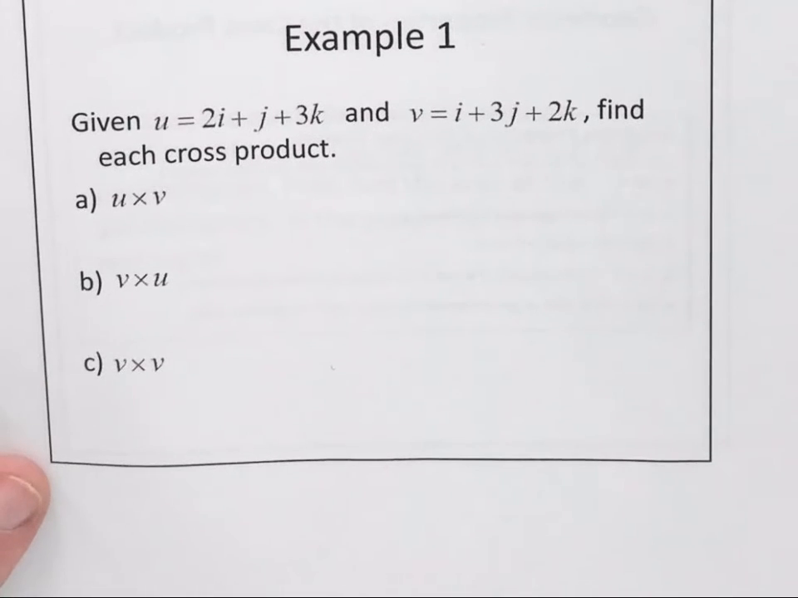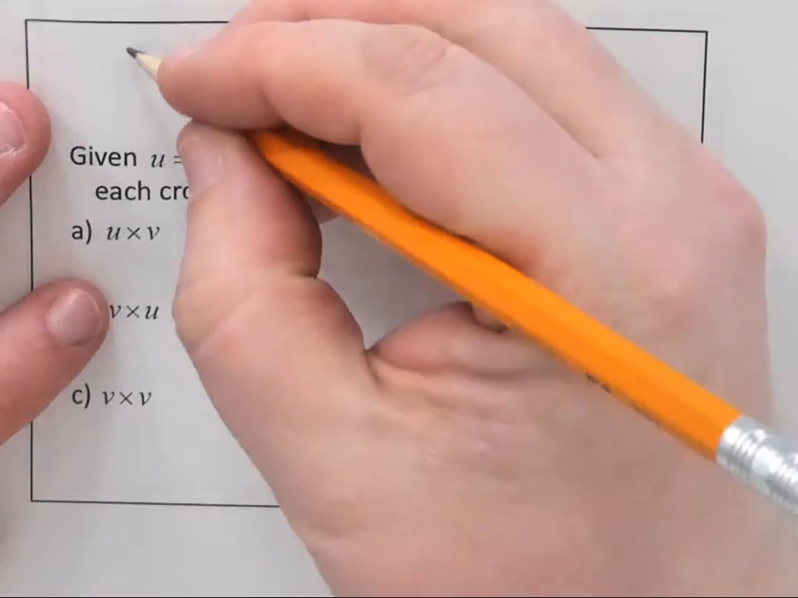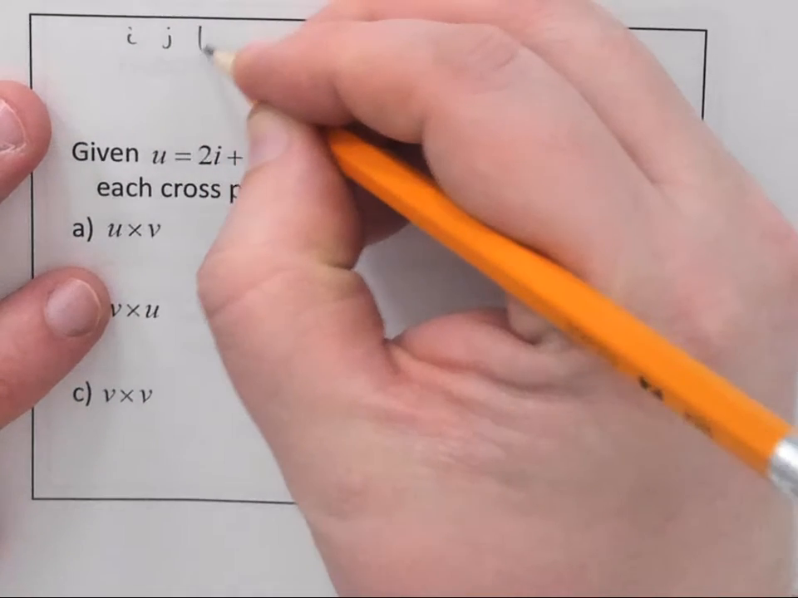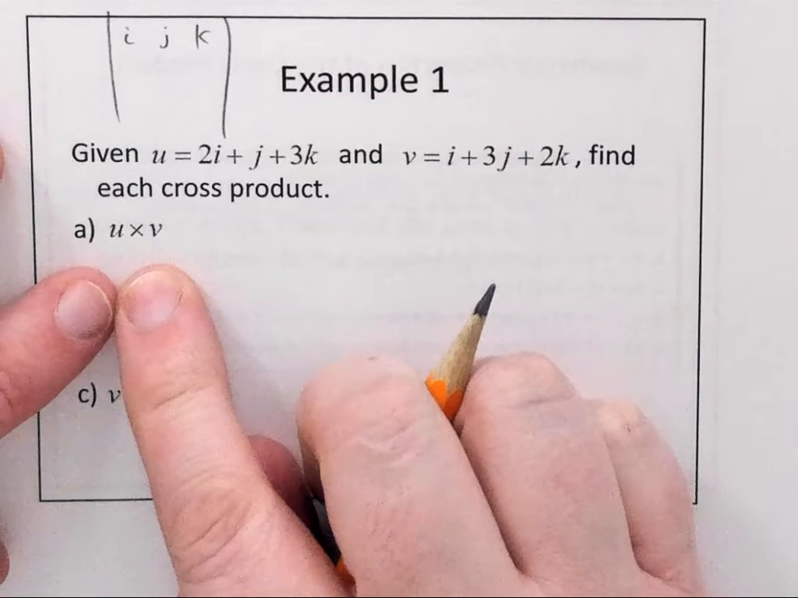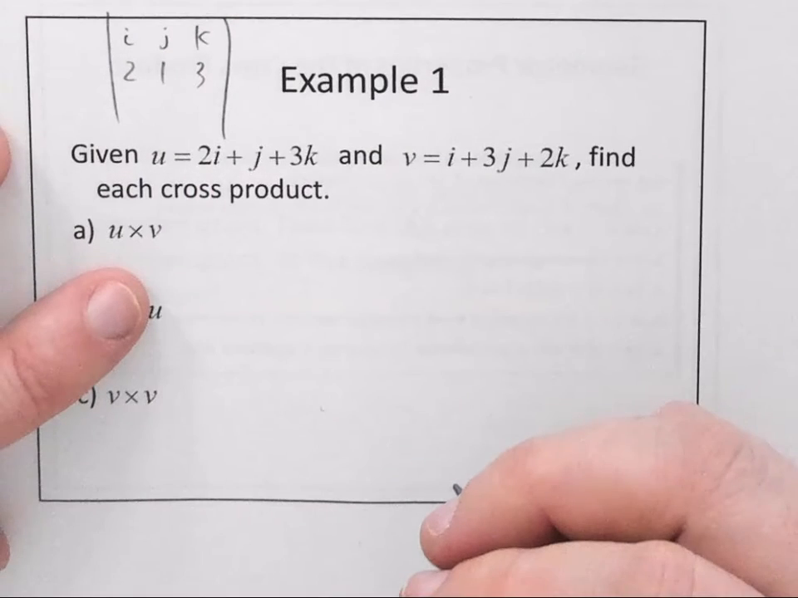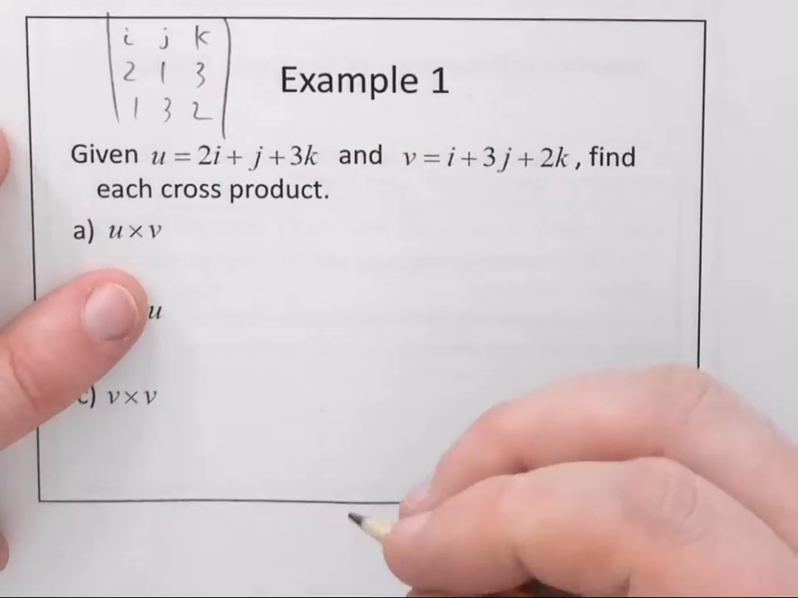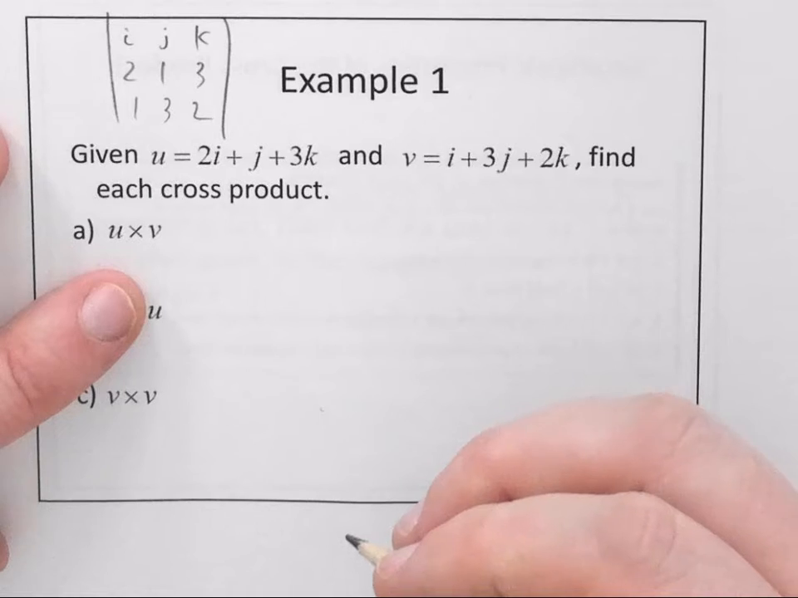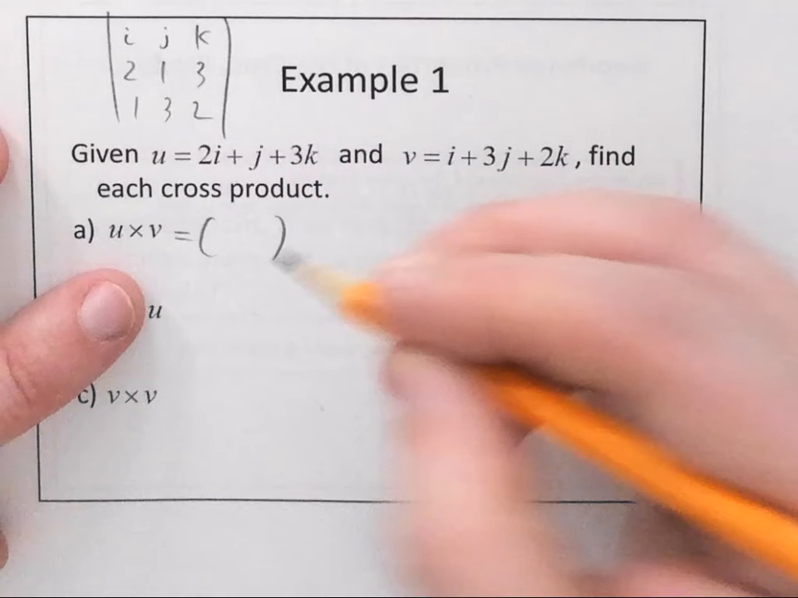So just to review though, finding that for u cross v. Well, I generate the matrix. The top row is always going to be that i, j, k. For u cross v, the next one's going to be the coefficients of u. So what am I going to put in for the next row? 2, 1, 3. For the bottom row, 1, 3, 2. Then I'm going to find the determinant of it.